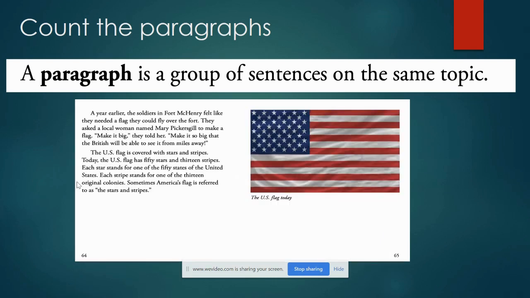Go ahead and pause the video. Or actually, I don't think we need time to pause the video. How many paragraphs are on this page? You can show with your fingers. Get ready. Yes, there are 2 paragraphs. We see an indented space before the word a, and we see another indented space before the word the.